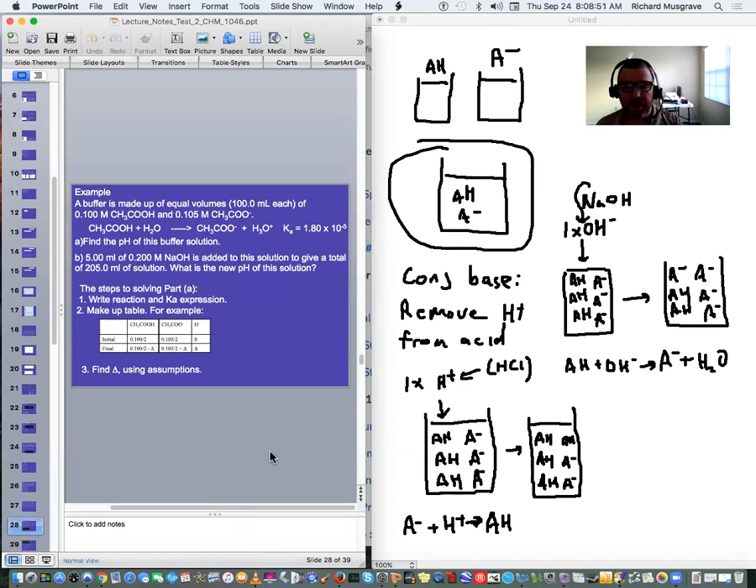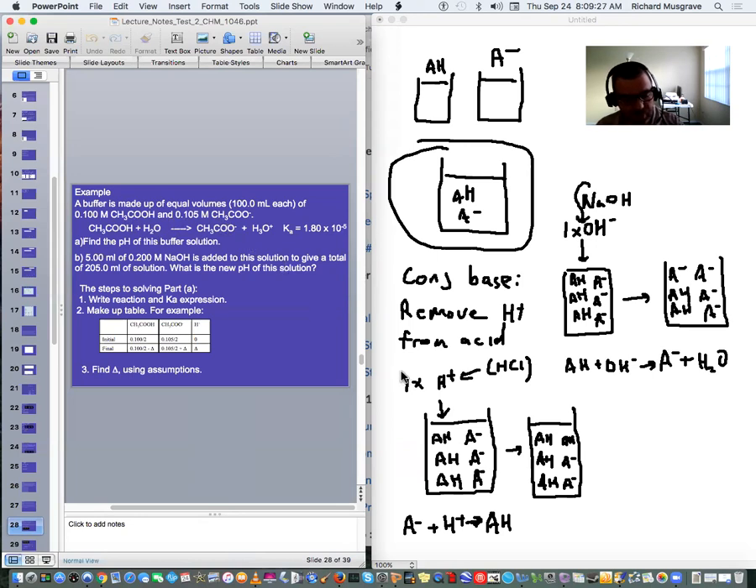So this is a typical question that you'll get on a test. And it's going to be something like this. A buffer is made up of equal volumes. Now it's going to vary what the volumes are, of course, but it'll be equal volumes of 100.0 mL of each of 0.100 molar acetic acid and then 0.105 molar acetate ion. Now you'll notice that this is acetic acid, CH3COOH. This is the conjugate base here, CH3COO minus, if you like, AH and A minus.